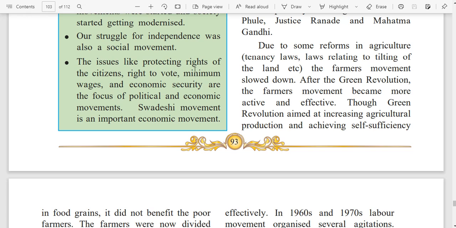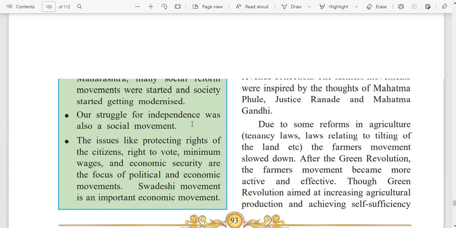The issues like protecting the rights of the citizens, the right to vote, minimum wages, and economic security are the focus of political and economic movements. The Swadeshi movement is an important economic movement.